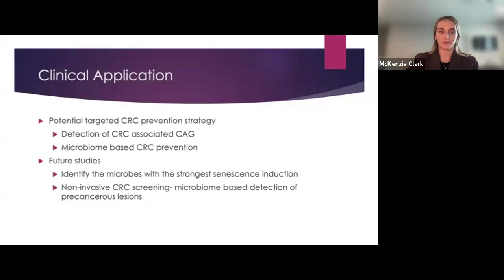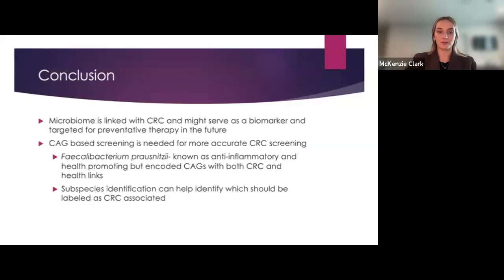In conclusion, the microbiome is linked with colorectal cancer and might serve as biomarkers and targeted preventative therapy in the future. This study showed that CAG-based screening is needed to have more accurate colorectal cancer screenings. An important example of this is Faecalibacterium prausnitzii, which is known as an anti-inflammatory and health-promoting, but encoded CAGs with both colorectal cancer and health links. This goes to show that subspecies and strain identification can help identify which should be labeled as colorectal cancer associated and potential targets of precancerous therapy.